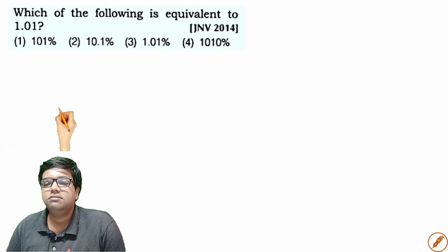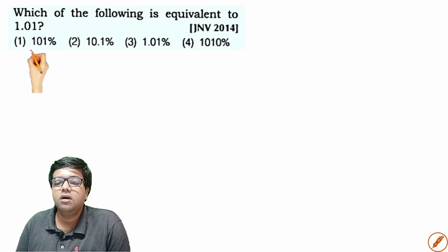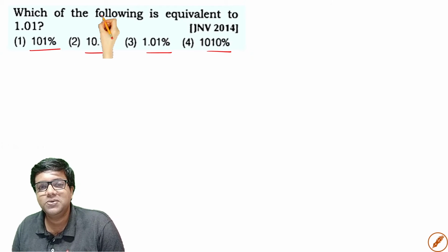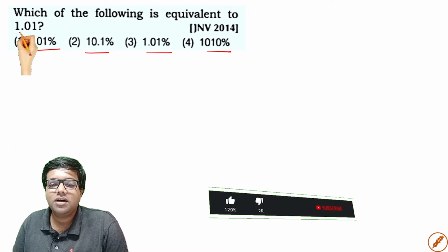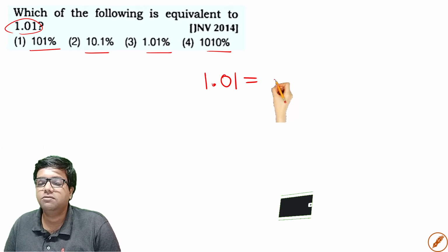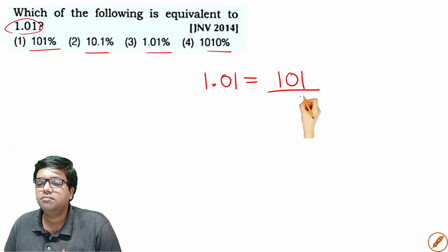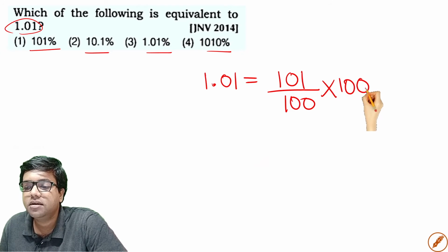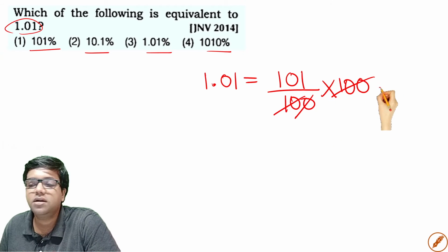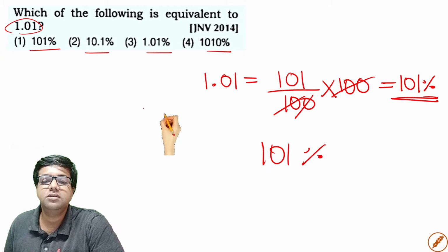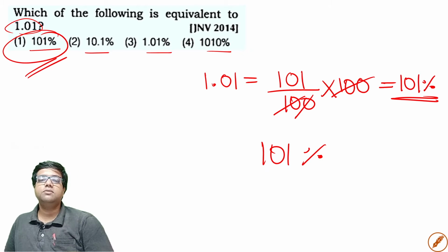Which of the following is equivalent to 1.01? All of them are written in percentages, so you need to find the percentage of 1.01. How to do that? You have to convert this decimal into a fraction first. 1.01 as a fraction is 101 by 100, and to find the percentage you multiply by 100 again. This 100 with this 100 will get cancelled out. You are left with 101 percent. So option 1 is the right answer for this question.